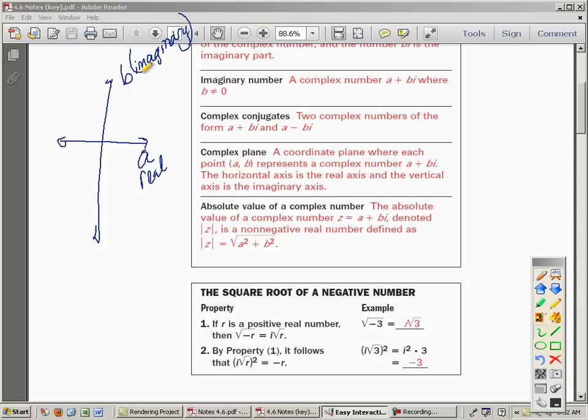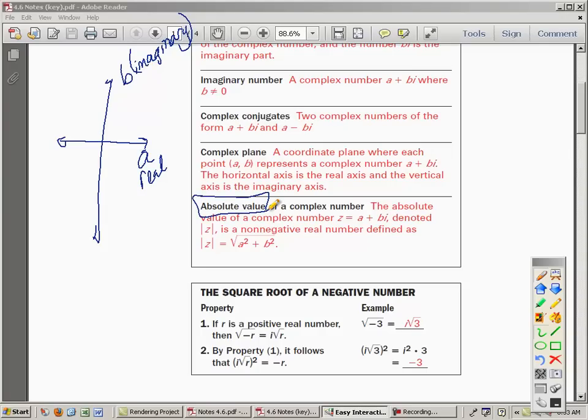Now, I don't know why we've chosen to call this an imaginary number. There's nothing really imaginary about it. It's the square root of a -1, but we can't do that with our calculator, so we've decided to call that imaginary.